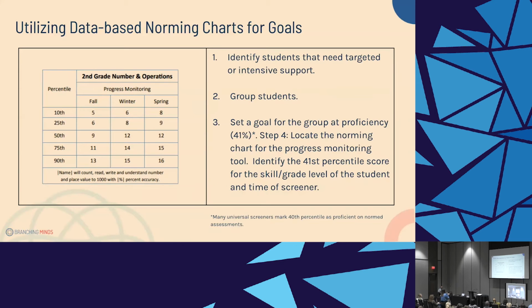So what's our goal that we're going to write here? Well, it's somewhere between 25 and 50, so maybe like 9. Yeah, because we found the percentile and where we want the kiddo to be in 2nd grade numbers and operations.